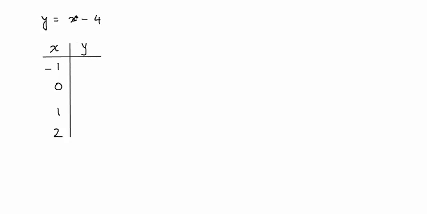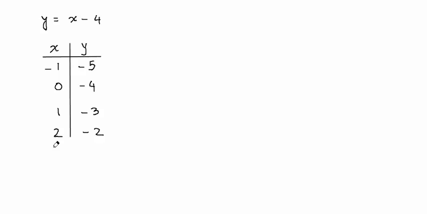For x is equal to -1, y is equal to -1 minus 4, which is -5. For x is equal to 0, y is equal to 0 minus 4, which is -4. For x is equal to 1, y is equal to 1 minus 4, which is -3. And for x is equal to 2, y is equal to 2 minus 4, which is -2. So once you know this equation or the rule that relates the x and the y coordinate for every point on the graph, you can find the y values for any given value of x.